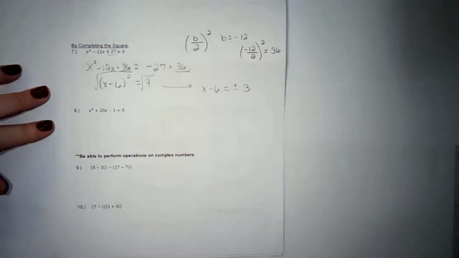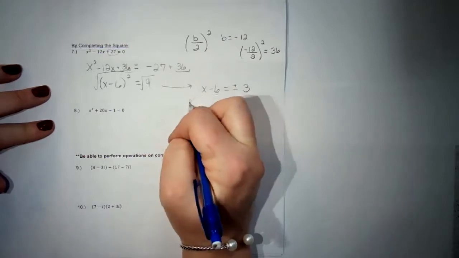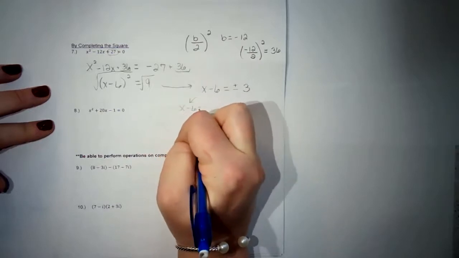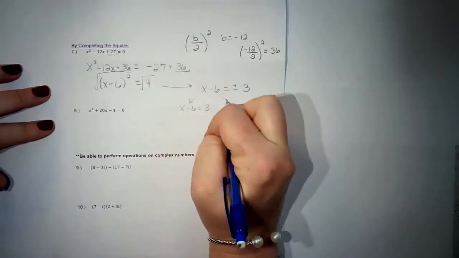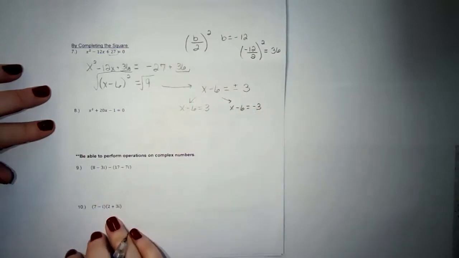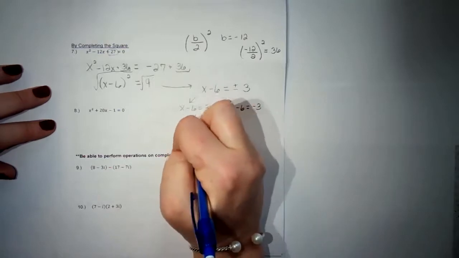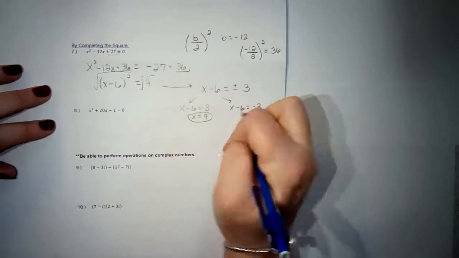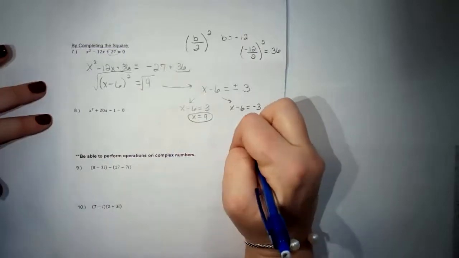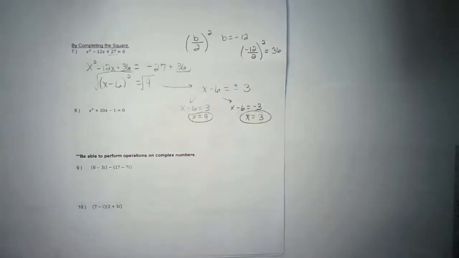Okay. Now we're going to add the 6 over, but it's not enough to add the 6 and circle it. You're going to actually have to find the two answers. So you're going to have x minus 6 equals the positive 3, and x minus 6 equals the negative 3. And then when you add 6 to both, here you get a 9, and here you get a 3. And those are your answers.